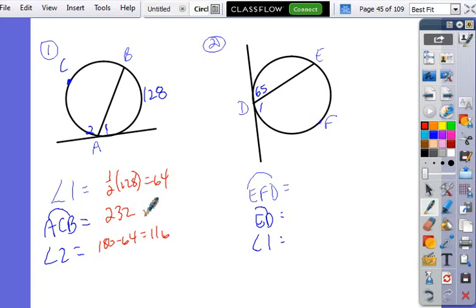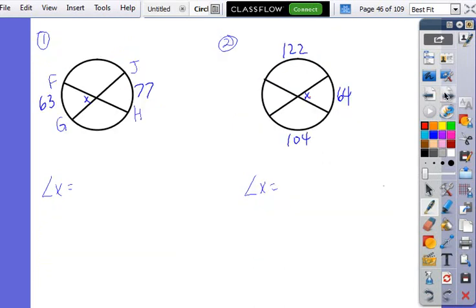Same kind of deal over here. I could take the 65, times 2 right there, which tells me ED is 130. And then depending on which way you want to do it, I could say 360 minus 130 is 230 there. 230 divided by 2 is 115 there. Or I could have done what? 180 minus 65 tells me angle 1 is 115, then I can take the 115 and multiply by 2 to find the 230.